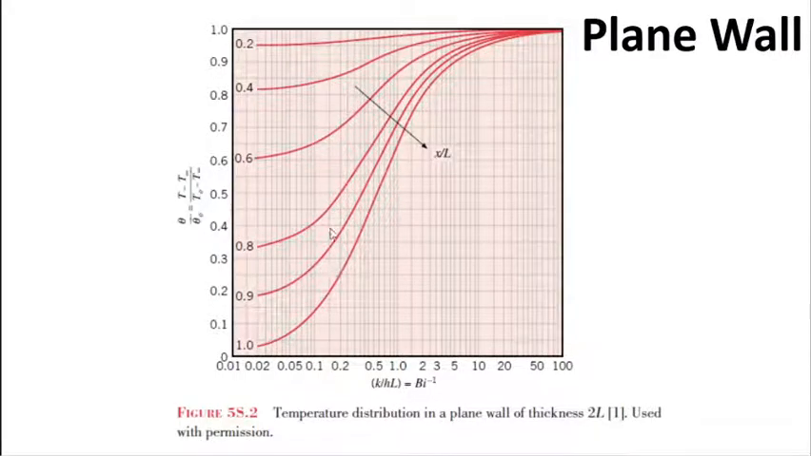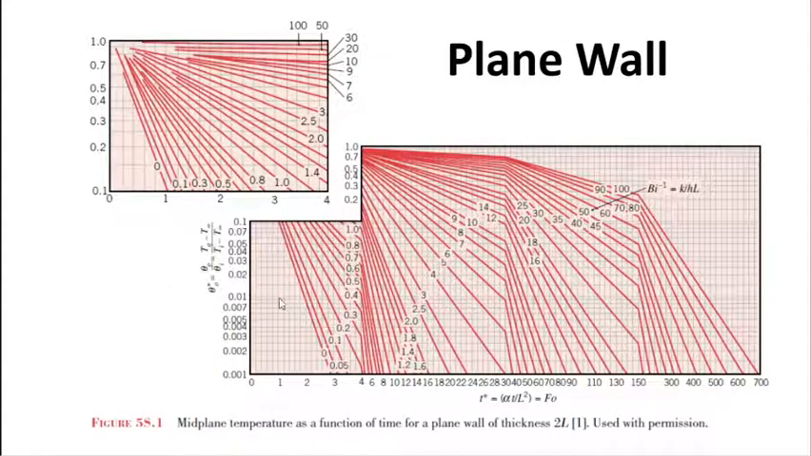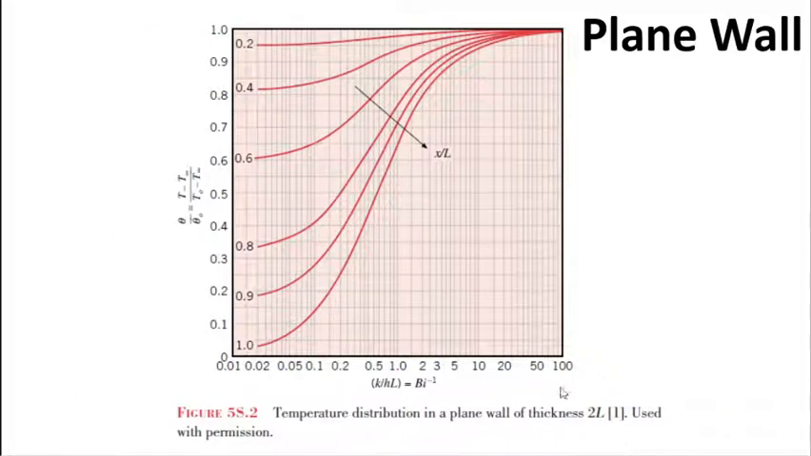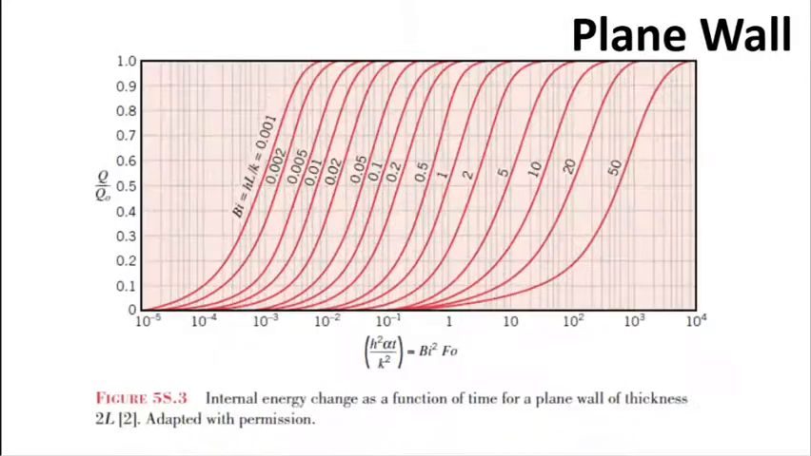So this tells you what is the value of theta 2, and this tells you what is the value of theta 1. So the product of theta 1 and theta 2 will basically give me theta, which is the function that I need, which is T minus T infinity divided by Ti minus T infinity, from which I can calculate the temperature. The same kind of solutions are also available for cylinders and spheres. So I'll show them quickly.